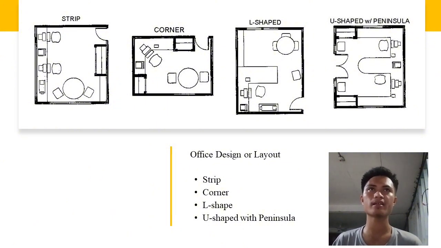Last, we have the U shape with peninsula. In a U-shaped layout with peninsula, workstations or desks are arranged in a U shape with a peninsula extending from one end. This layout offers ample workspace and is often used in larger offices for team-based work. It can encourage collaboration among employees while providing individual workspaces.